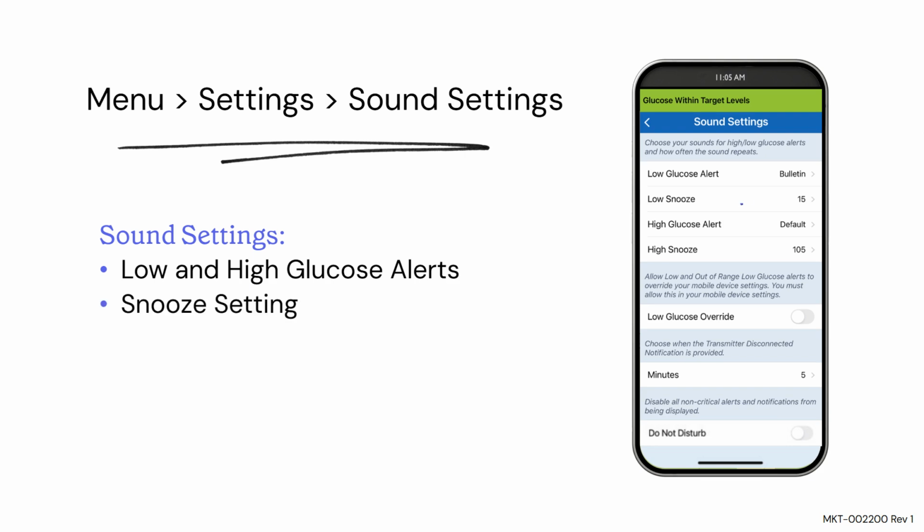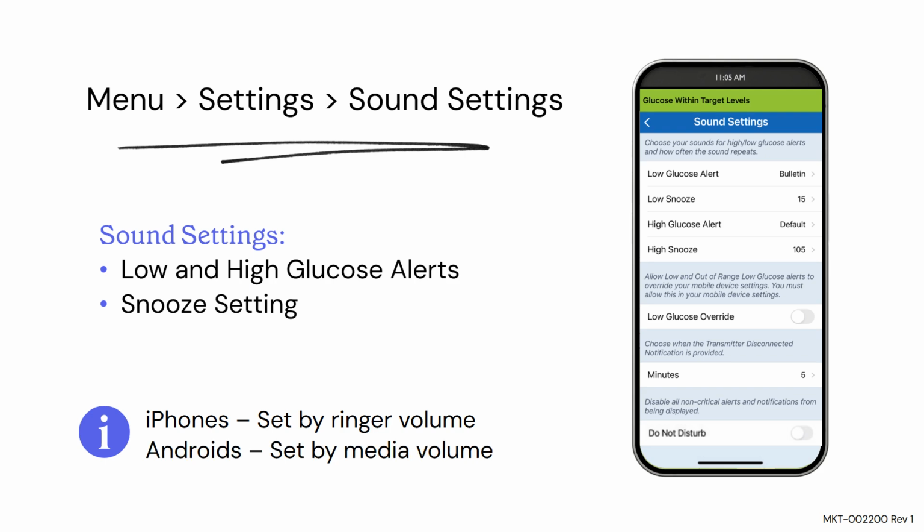In this example, the low glucose alert snooze setting is set for 15 minutes, so you would receive a low glucose alert every 15 minutes as long as your glucose level remains below the value you have set for the low glucose alert, regardless if you have acknowledged the alert within the Eversense 365 app. To adjust the volume of your alerts, it depends on the type of mobile device and operating system that you use. With iPhones, the volume of alerts and notifications is determined by the volume you select for your iPhone ringer. On Android devices, it will be determined by the volume you set for media, like music or videos.